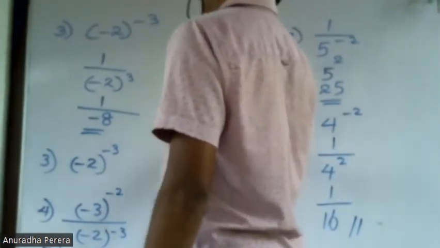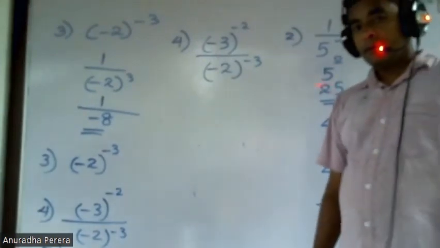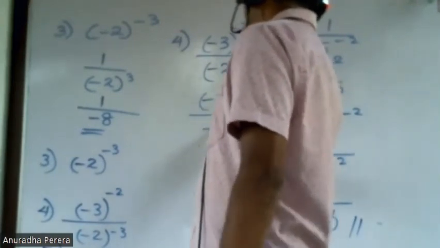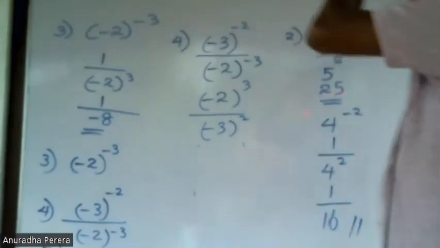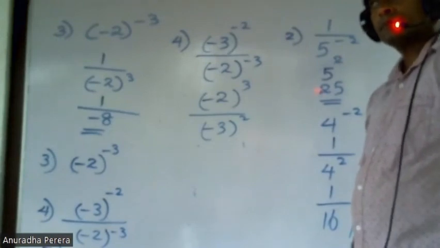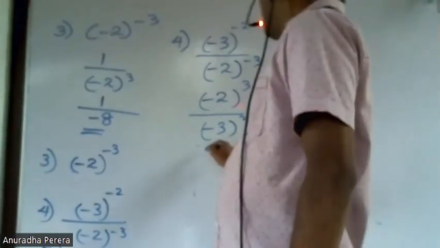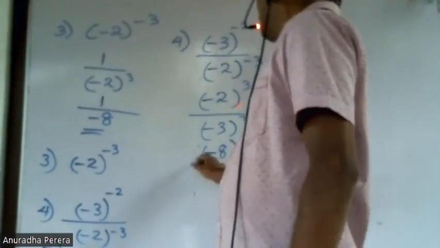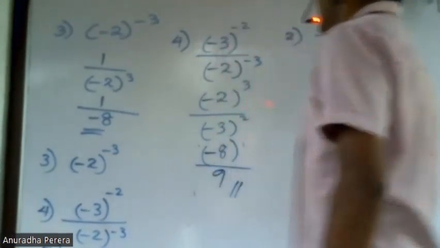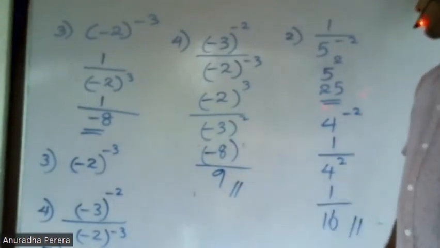-3 to the power -2 over -2 to the power -3. Write down with the positive indices: -2 to the power 3 over -3 to the power 2. What is the value of the numerator? -2 to the power 3 is -8. The denominator, -3 to the power 2, is +9. The answer is -8/9. This one is +9. The final answer is -8/9.